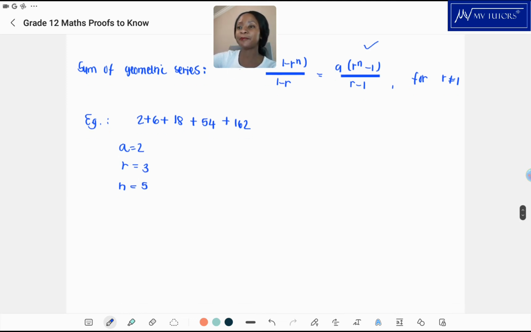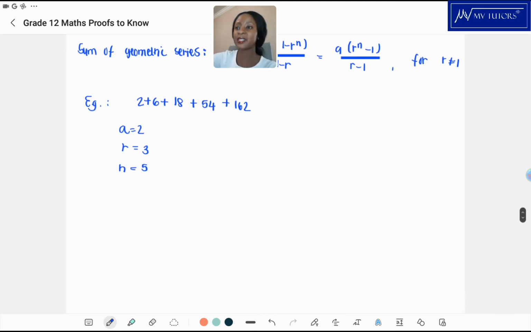Yeah, so let's see what we can do with that. Similar to the arithmetic series, we're going to get the sum, and we're going to write all those values down. So we're going to have 2 plus 6, 18, 54, and 162. Okay, so this is equation 1.